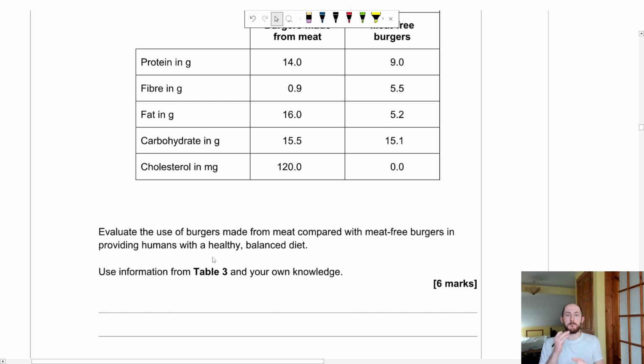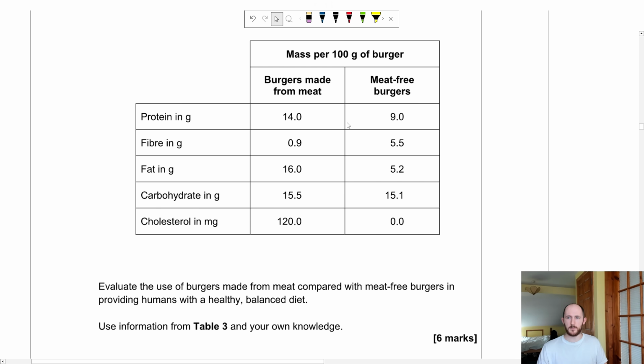Evaluate in English, maths, and science means 3 different things. Evaluate in maths, for example, means you're going to get an answer, as in there is a fundamentally correct and wrong answer. With English and science, you're evaluating, i.e., you're comparing both sides. So, evaluate the use of burgers. Well, what we're going to do is we're going to compare the protein. Oh, well, burgers made from meat are higher in protein than meat-free burgers, which means you'd have to eat more meat-free burgers in order to get the same amount of protein in your diet. Cool. Fiber. Oh, well, meat-free burgers have higher fiber. I'm not even kidding. You do that, you get 6 marks.